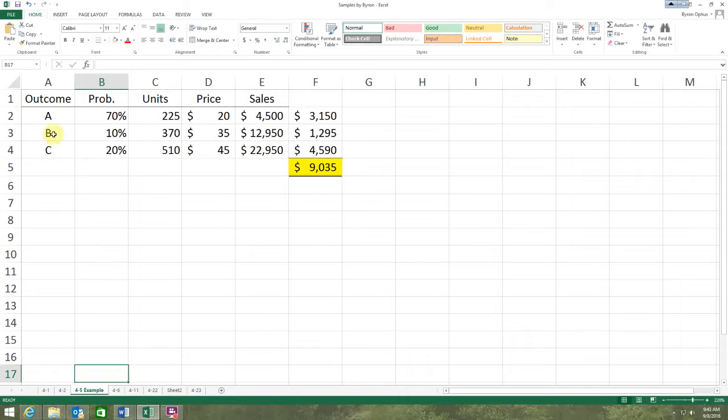So in this case, if you look at problem 4.4, you can see I've just put all the data in there. Again, I encourage you to just set things up like they have in the book, and then we go ahead and calculate what our sales would be. If we sold 225 units at $20, it's just these two. We'll do the probability in the next column.